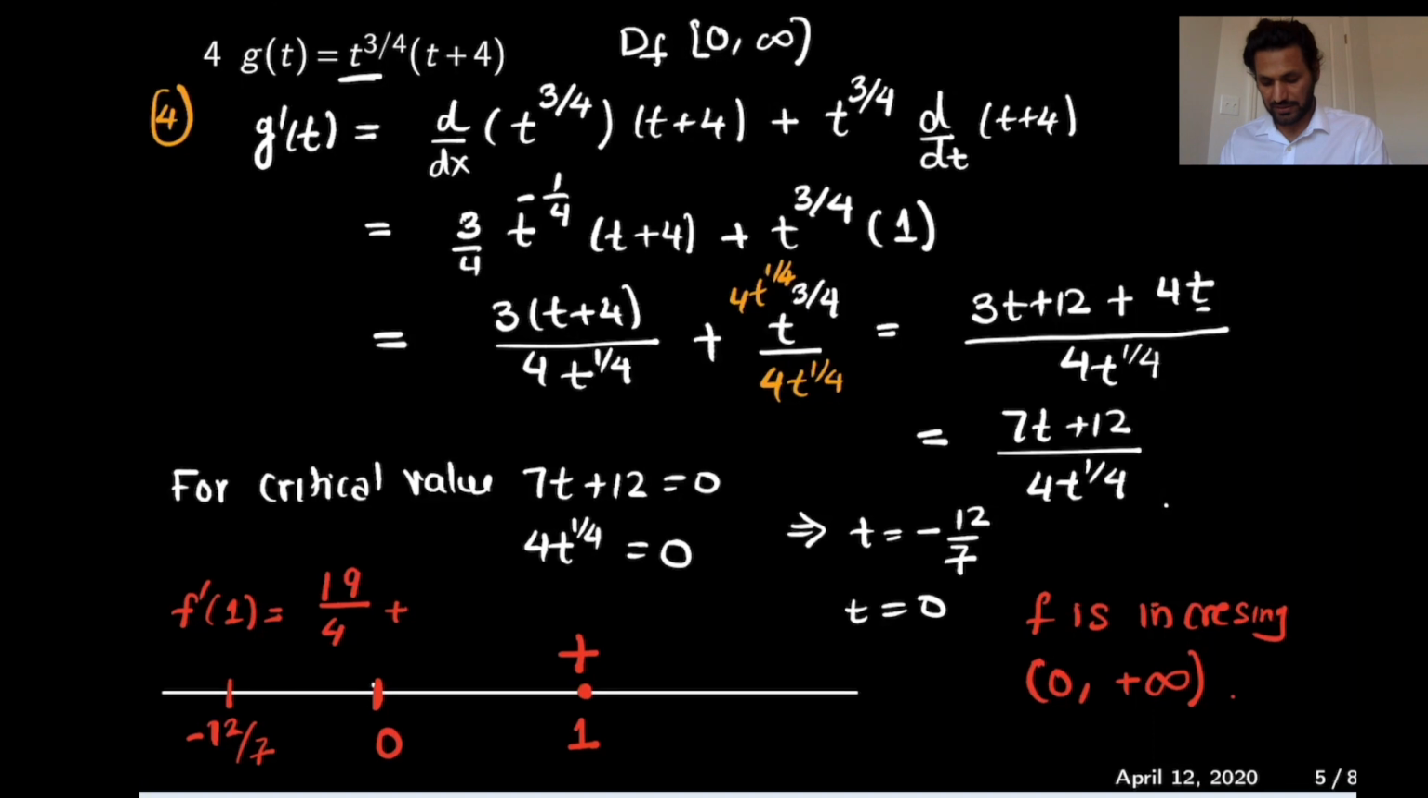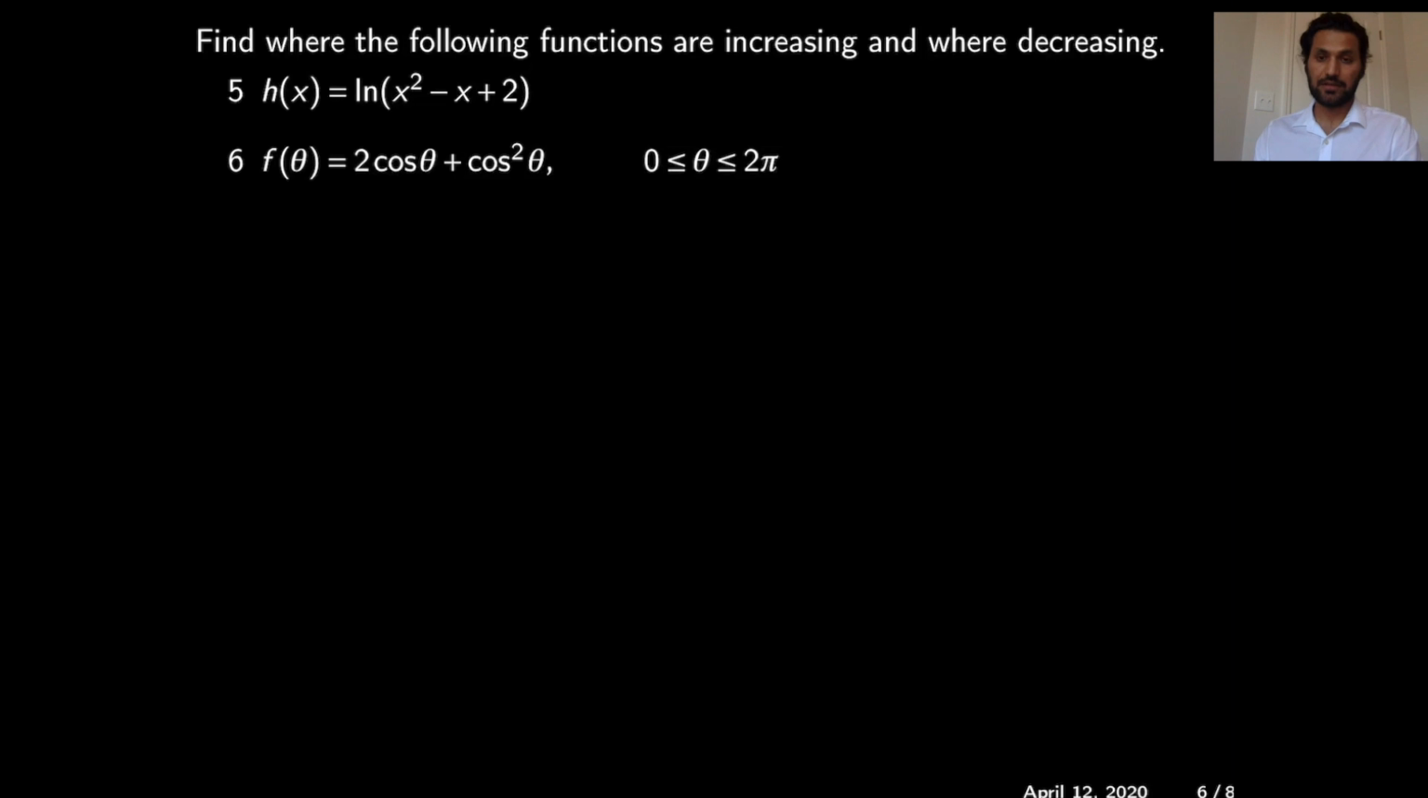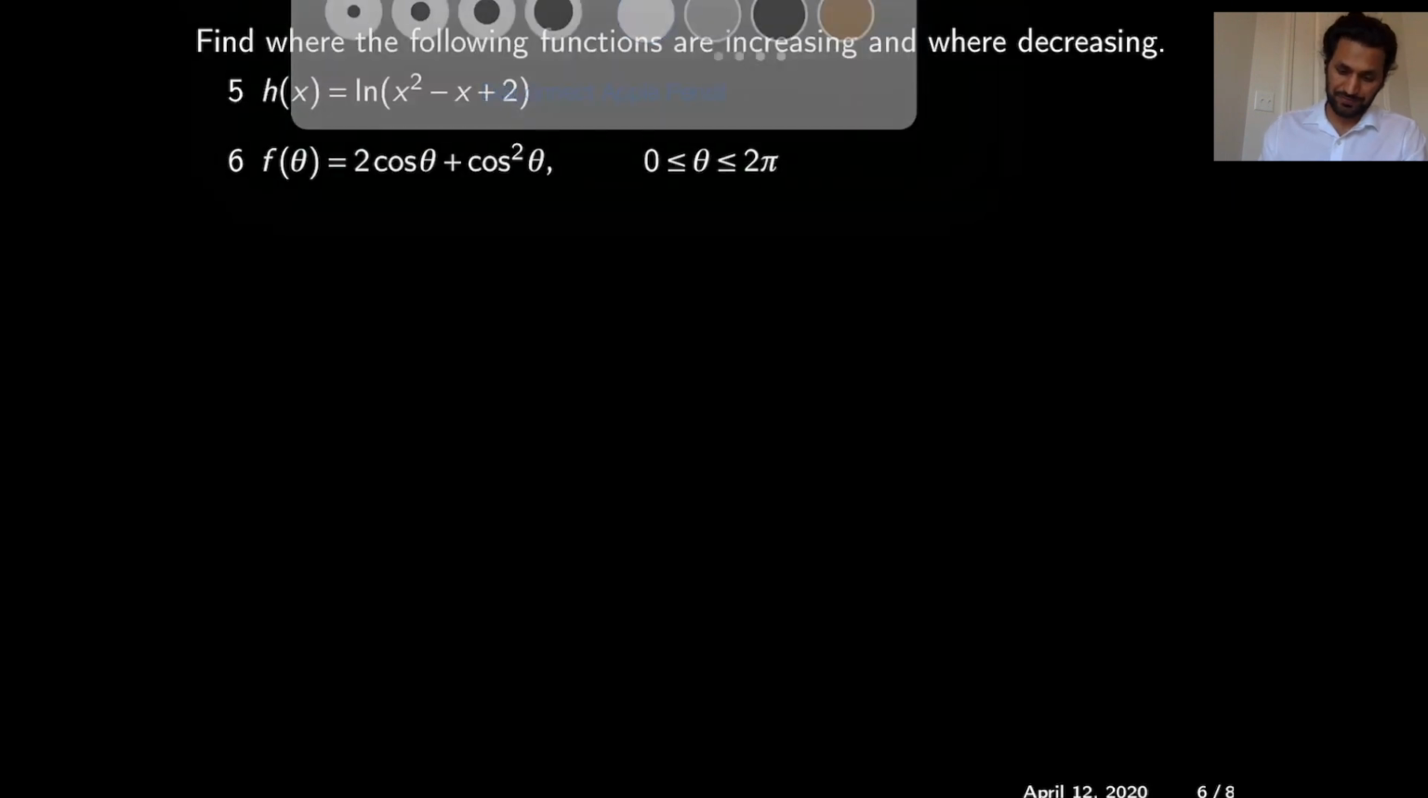So it's very important that you calculate the domain of the function, so that if a value which we calculated from the derivative, even a critical value, does not fall in the domain of the function, we will not consider it when we calculate increasing and decreasing. So this function is always increasing. Next, I have two more examples.